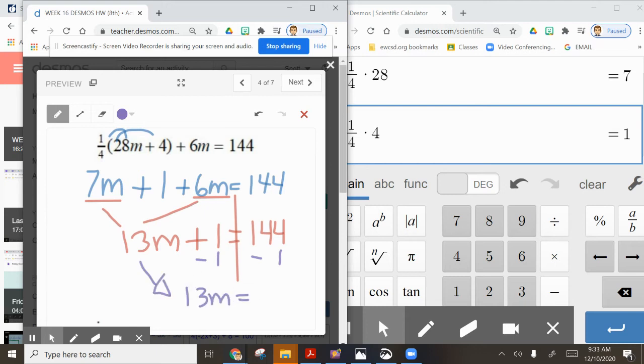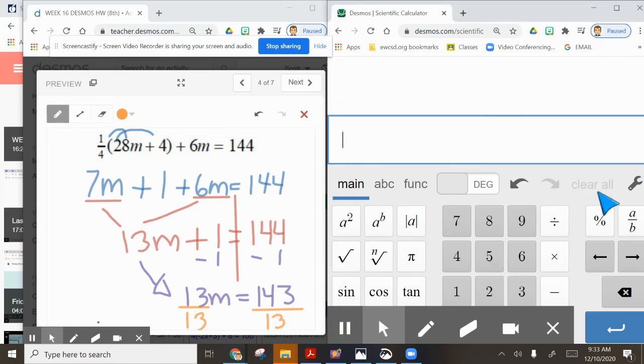13m equals 143. And then now let's see if we can do this division. I'm going to go ahead and show you. I'm going to divide, right? We're going to divide here by 13. And again, I wouldn't want you to do this in your head or write it all out. I want you to plug this in the calculator.